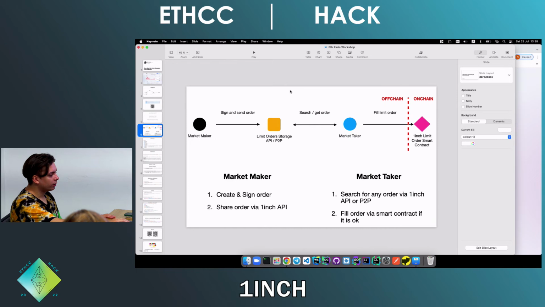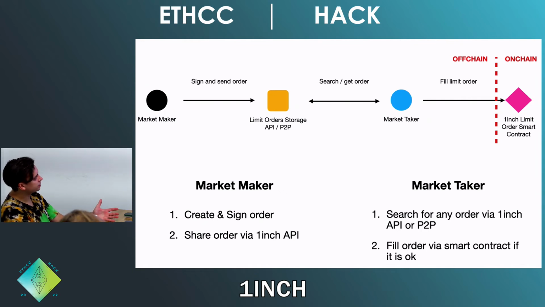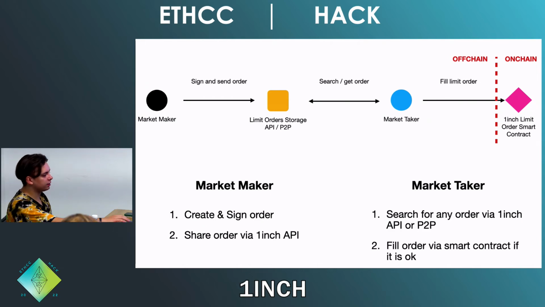So basically, let's continue. As you can see, when the market taker gets an order, the market taker validates that it's okay, so it can be executed on the limit order side. After that, you just need to execute one function from the market maker's party. It's called fill limit order. It's an on-chain function that is available on the limit order smart contract. So basically, the only on-chain part here is when you execute fill limit order.